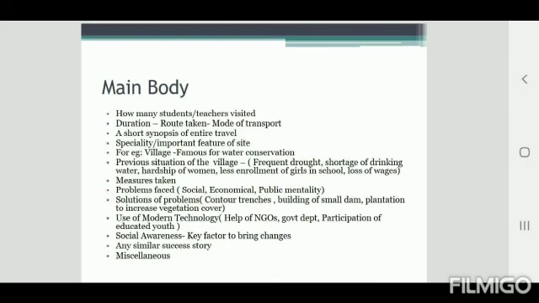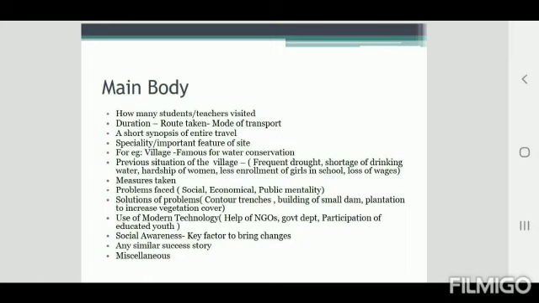Now let's talk about the main body, starting with how many students and teachers are visiting, what was the mode of transport, what was the route taken, and what was the duration of the field visit. You can write these points in 2-3 sentences, but don't forget to mention the specialty or the important feature of the site that you are going to visit.